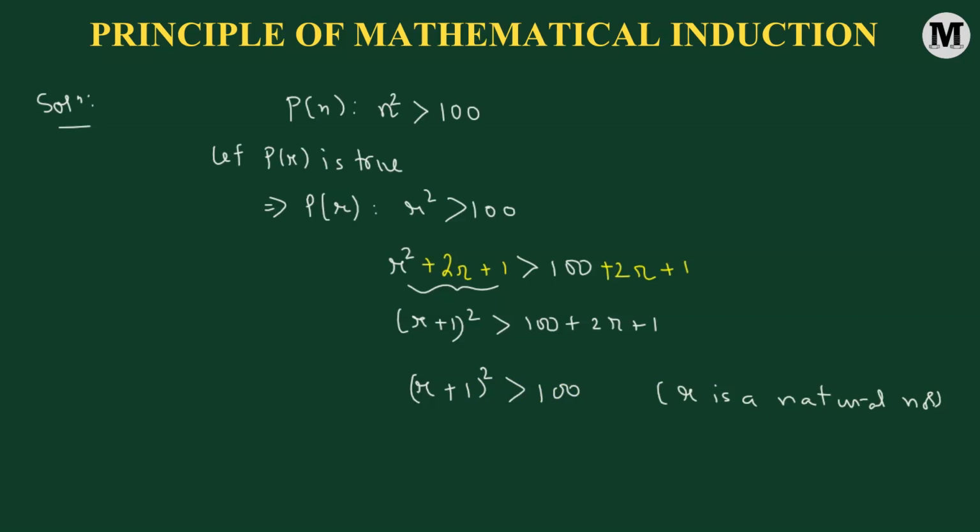In other words, we have considered the fact that 100 plus 2r plus 1 is always greater than 100. Fine. All we have done is state that P(r+1), such that (r+1)² is greater than 100. This verifies that the statement P(r+1) is true, provided P(r) is already true.